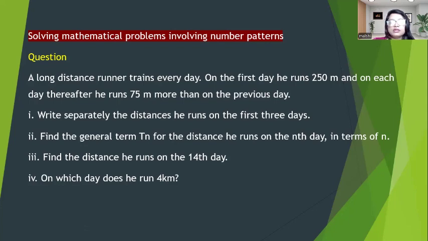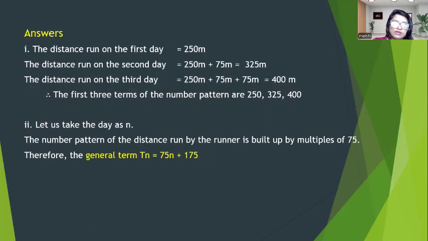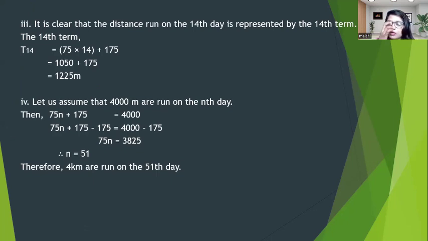Then the fourth question is, on which day does he run 4 kilometers? 4 kilometers means 4,000 meters. You cannot find the value in kilometers, because previously we solved this problem using meters. Therefore, let's assume that 4,000 meters are run on the nth day, right? Therefore, you need to equate 75n plus 175 to 4,000.